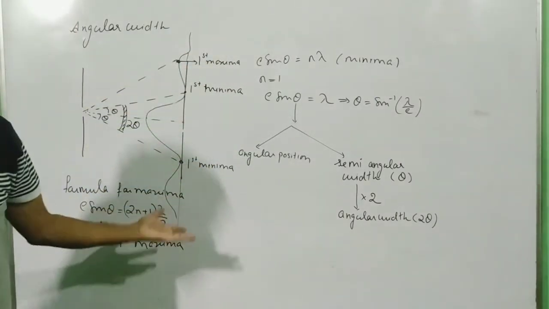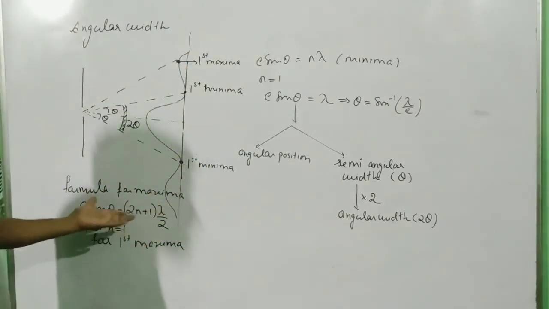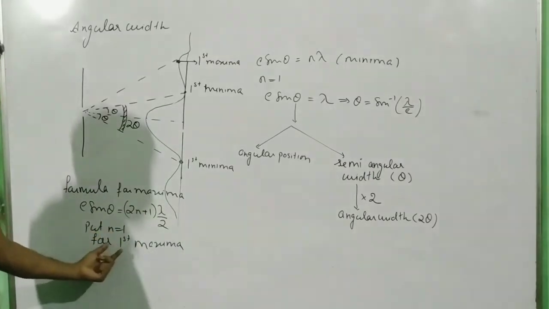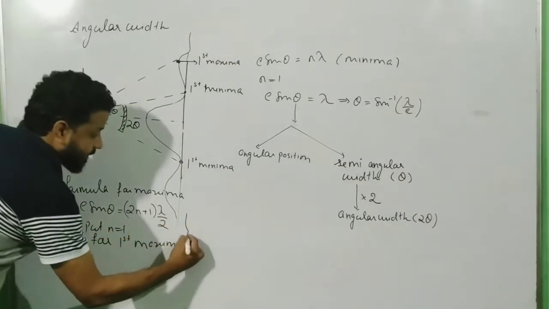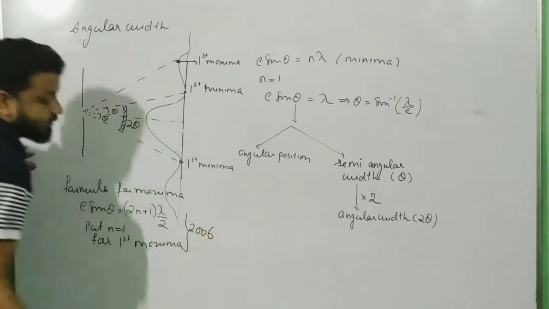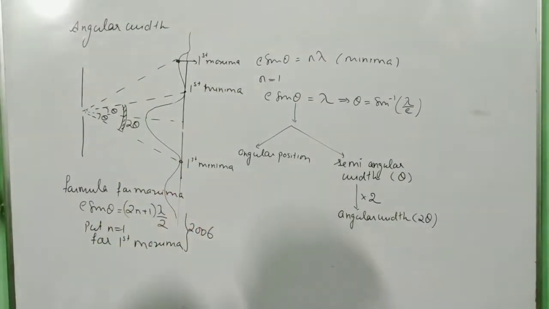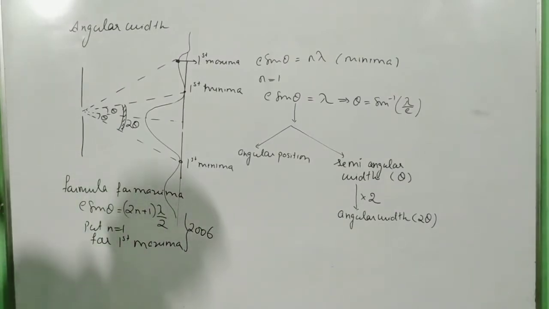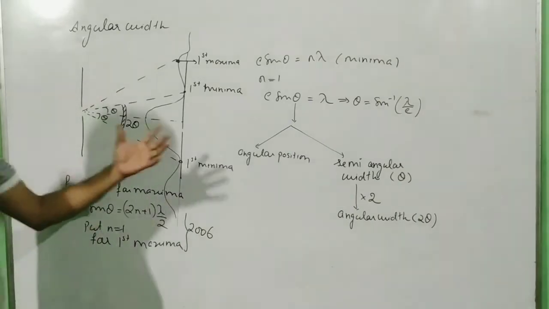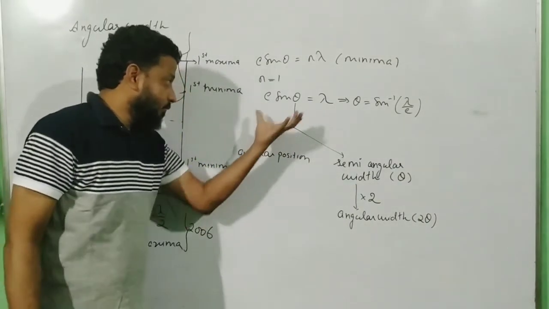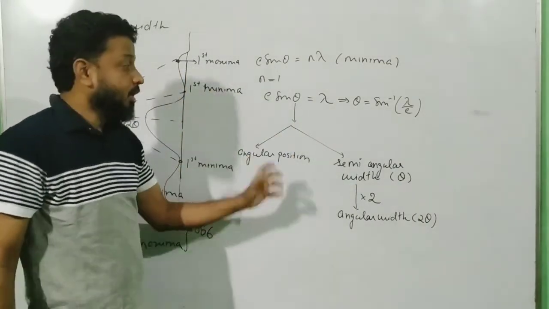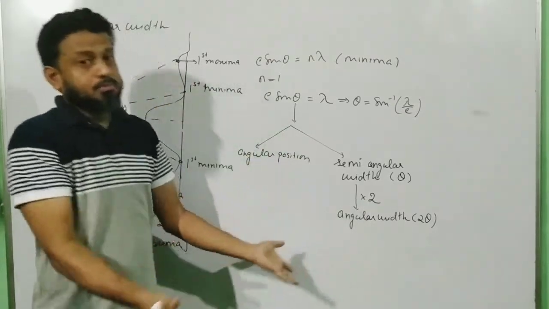Rarely, I am telling you again, rarely they have asked the question based on maxima, and this was the year in which they asked: in the year 2006. Other than that, they have never asked about maxima. I hope you have understood this concept. Remember these two things: if you know the angular position of minimum, you can find the angular width of maxima.